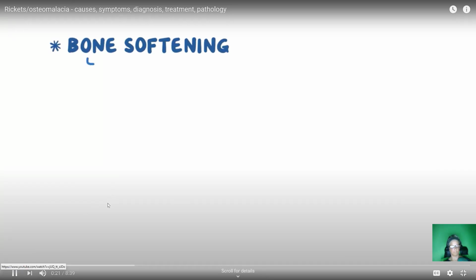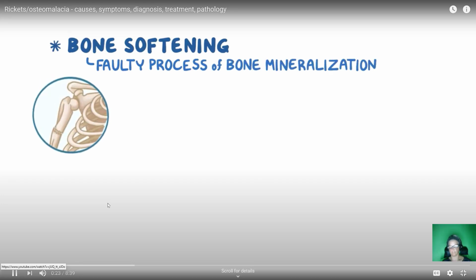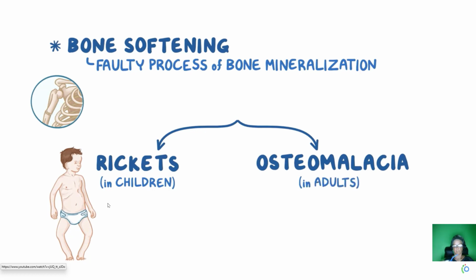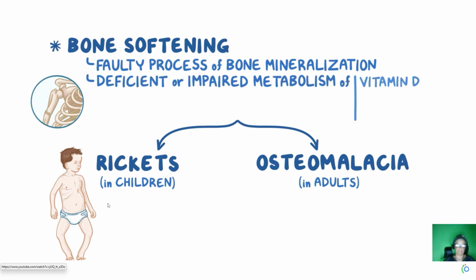Bone softening caused by a faulty process of bone mineralization manifests as either rickets in children or osteomalacia in adults. Inadequate bone mineralization could be due to a deficient or impaired metabolism of vitamin D, phosphate, or calcium. But first, a bit about bones.